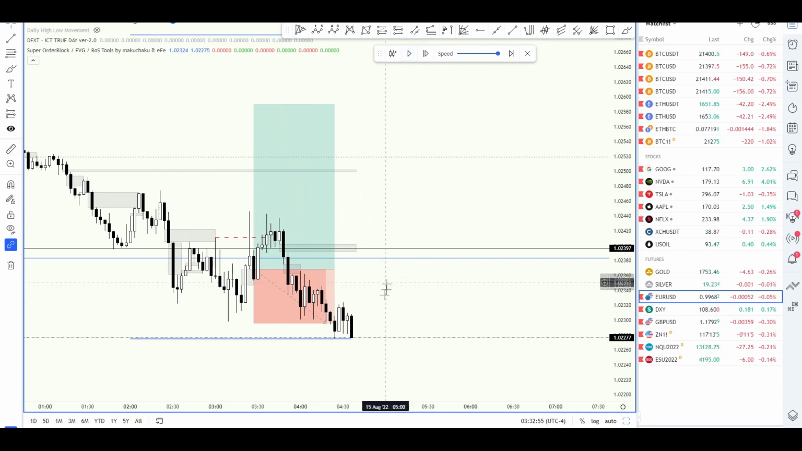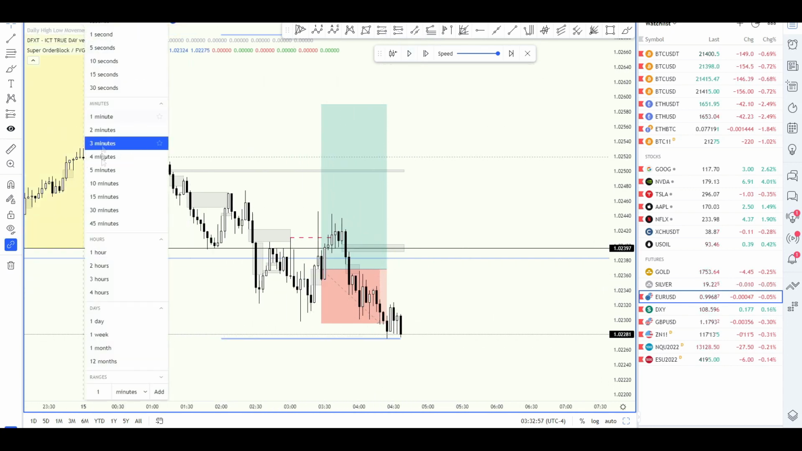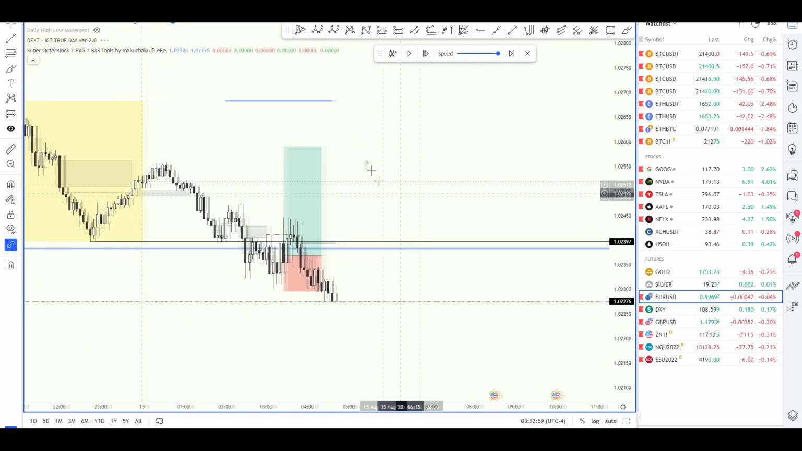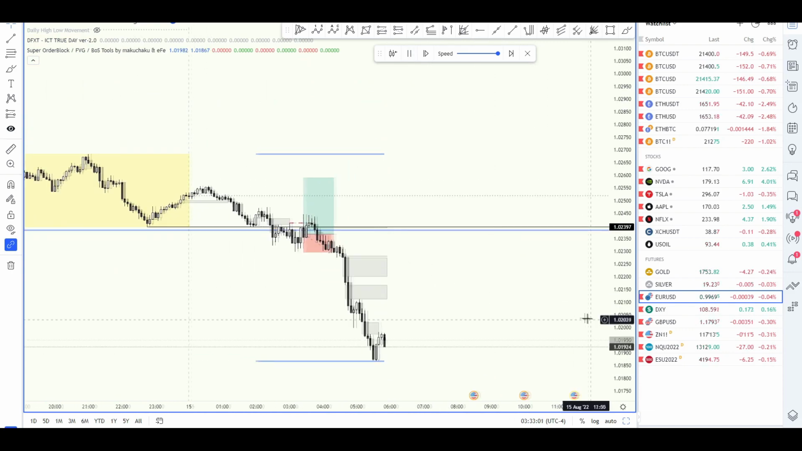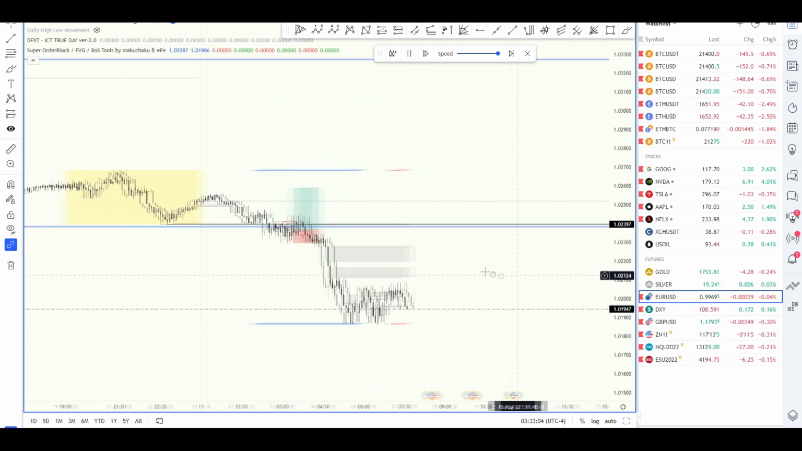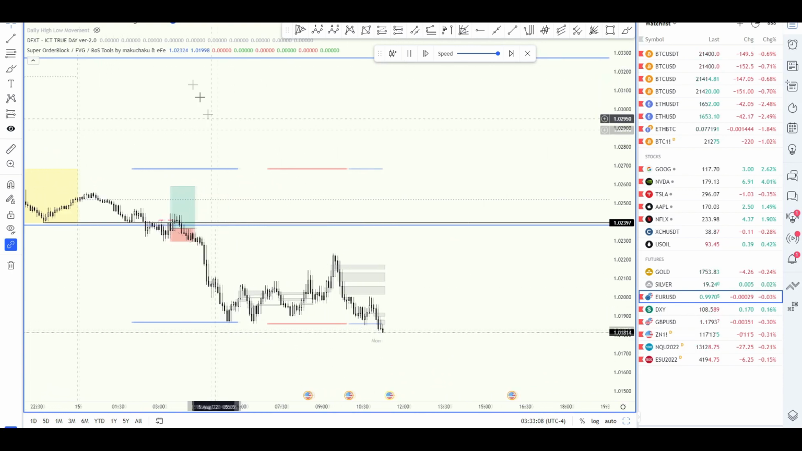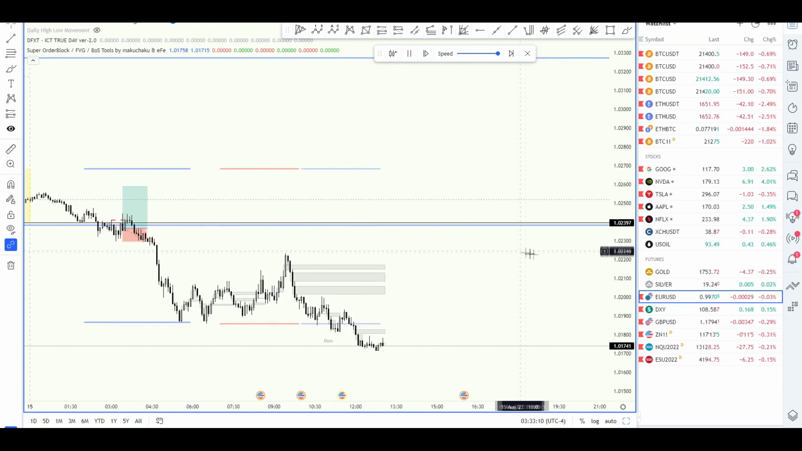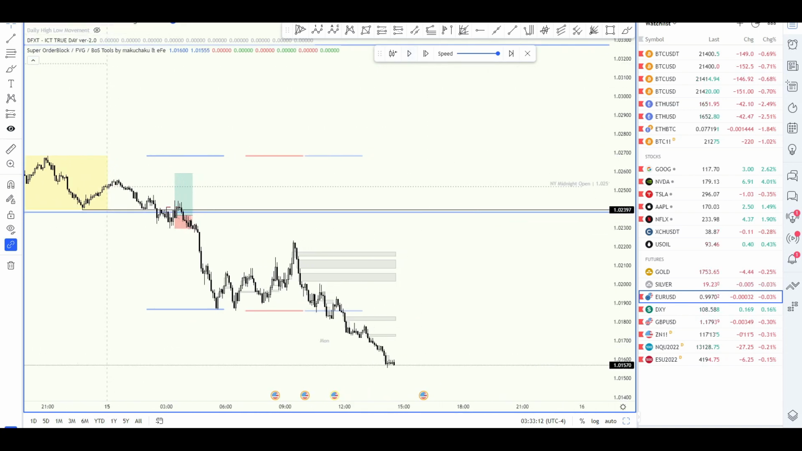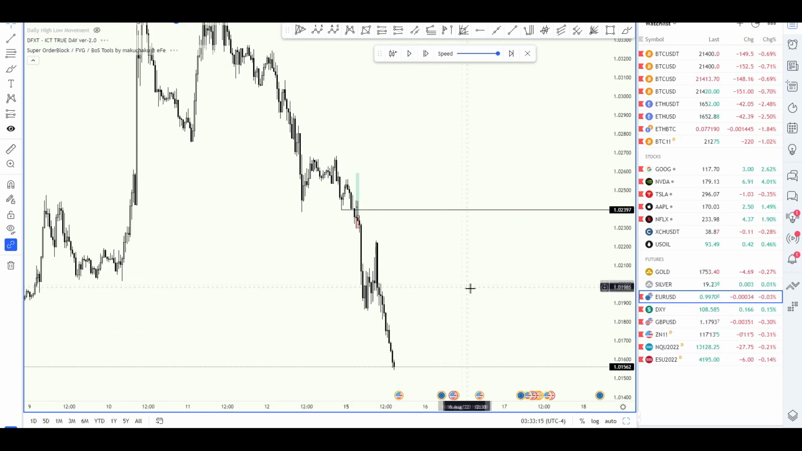We are not stopped, we are stopped. So okay, that's a losing trade, not a problem. Let's go to the next one. Let's wait for another Asia session and London session. I think I should switch to a higher time frame to do it quicker.